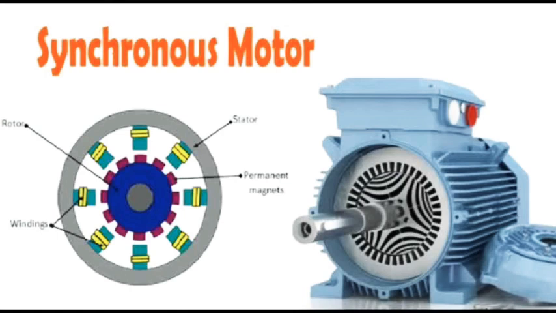And in this video we will discuss the various types of synchronous machine. We discuss two types of synchronous machine. First is the salient pole synchronous machine and another is the cylindrical pole synchronous machine. So first, basically, what is a synchronous machine?